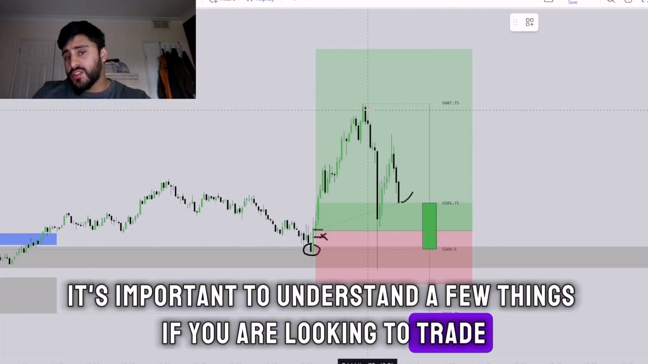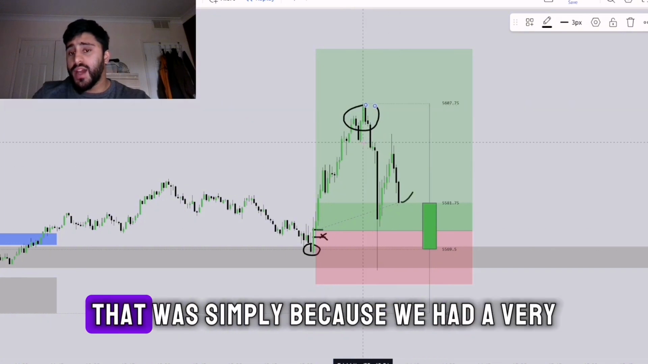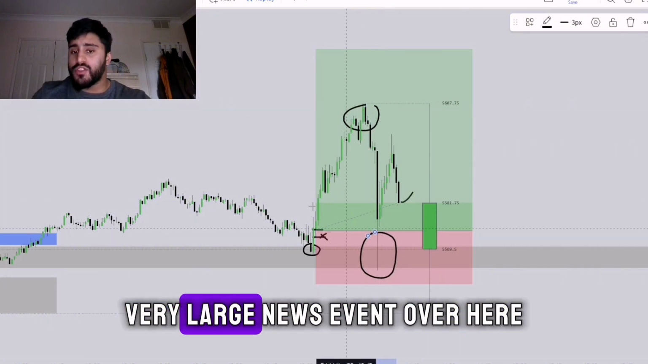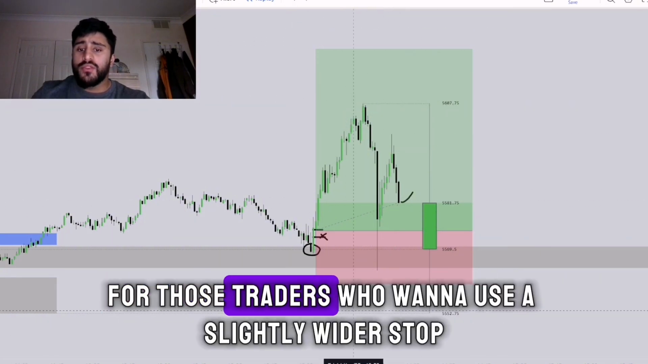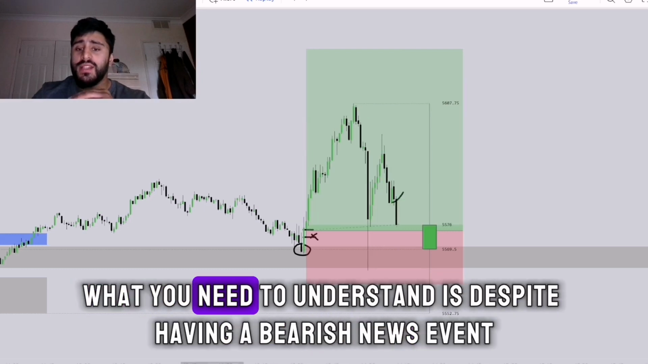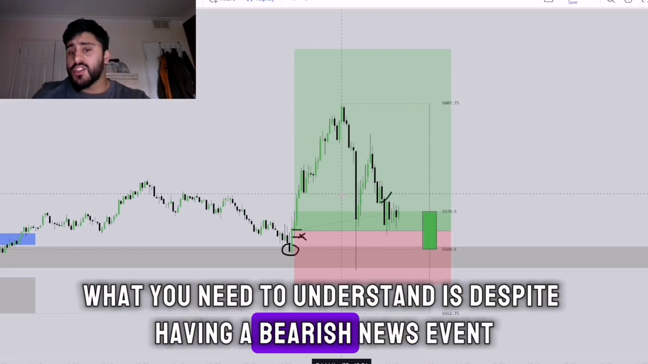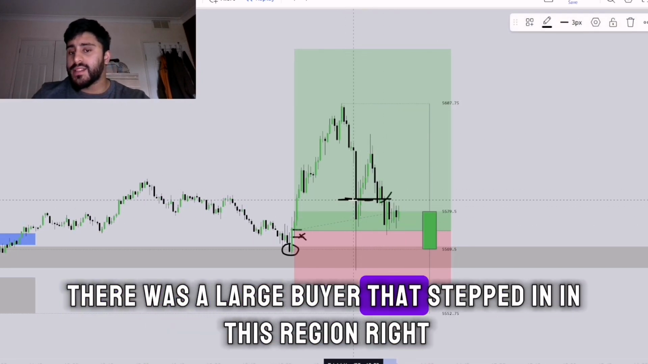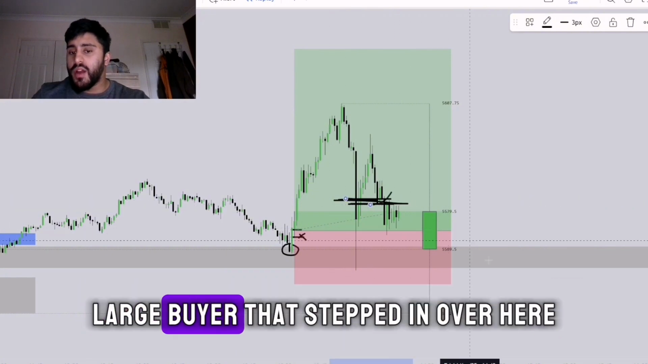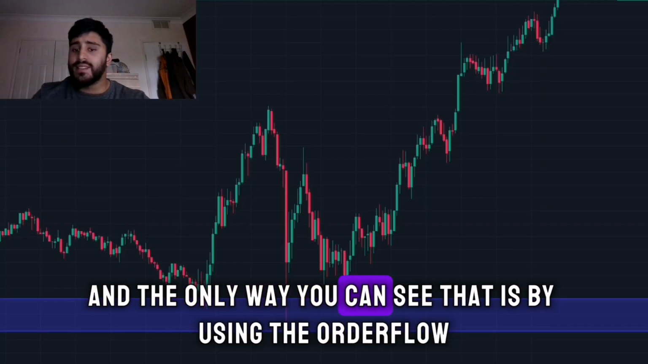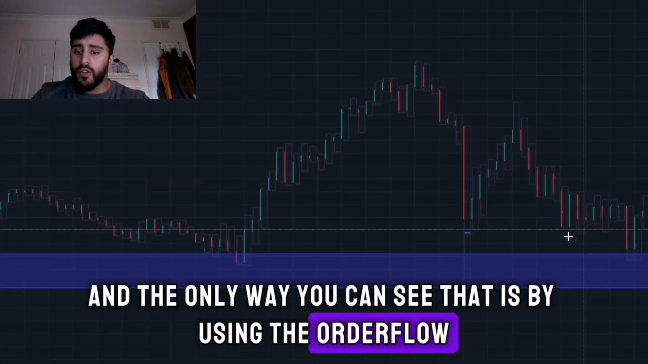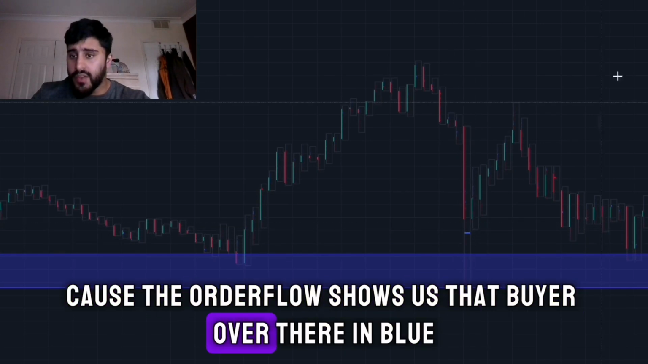If you are looking to trade, so I exited here at a 2.5, that was simply because we had a very, very large news event over here. But for those traders who want to use a slightly wider stop, what you need to understand is despite having a bearish news event, there was a large buyer that stepped in this region, right? Large buyer that stepped in over here. And the only way you can see that is by using the order flow, because the order flow shows us that buyer over there in blue.